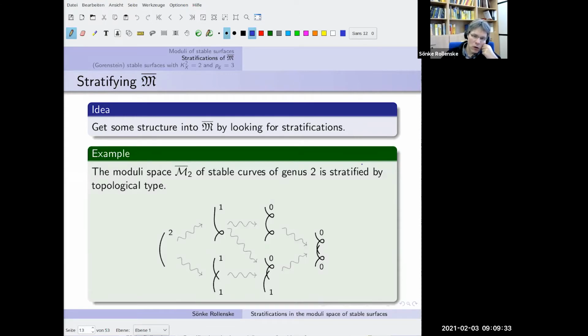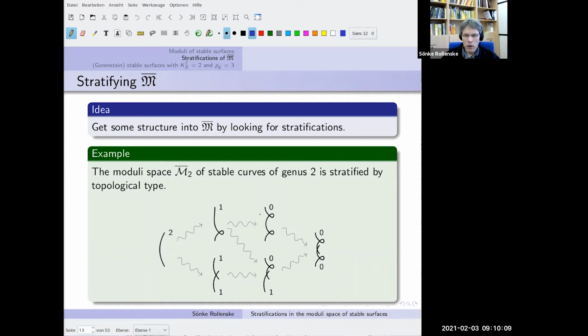Here's the moduli space of stable curves of genus 2, and we stratify by, I think it's called, topological type. On the left-hand side, we have the smooth curve of genus 2, and then in the first degeneration, it acquires a node, and it can do so in two different ways. It can either be a separating node, so that it splits into two elliptic curves, or a non-separating node, so it is an elliptic curve with one node.